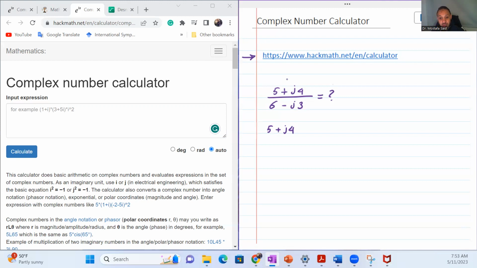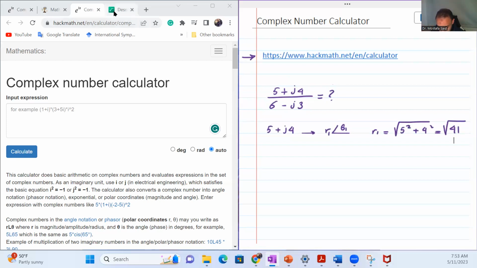So we need to convert this into a polar form, R angle theta. Since we have two numbers here, we're gonna say this is R1 and theta 1. R1 is the square root of 5 squared plus 4 squared, which is the square root of 25 plus 16, which is 41, the square root of 41.